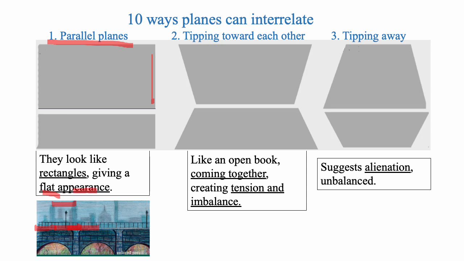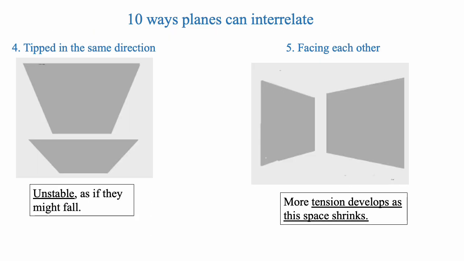Now, planes can also tip toward each other like an open book. As this top one comes down, it creates more tension. Planes can also tip away from each other, and that suggests alienation and is also an unbalanced image. Now, if planes tip in the same direction as these do, they look unstable, as if they might fall.